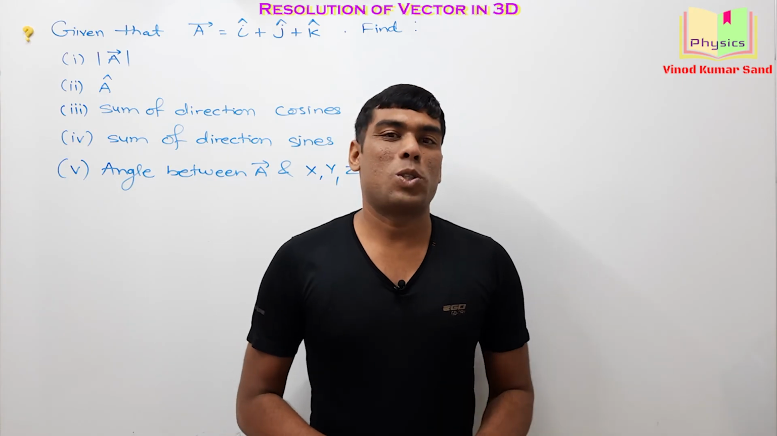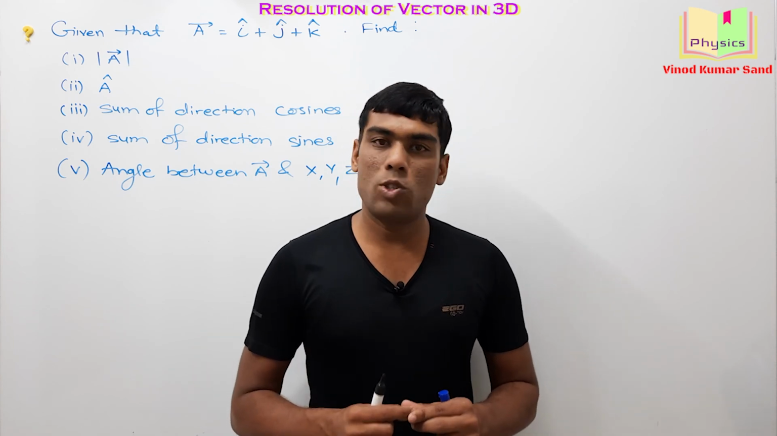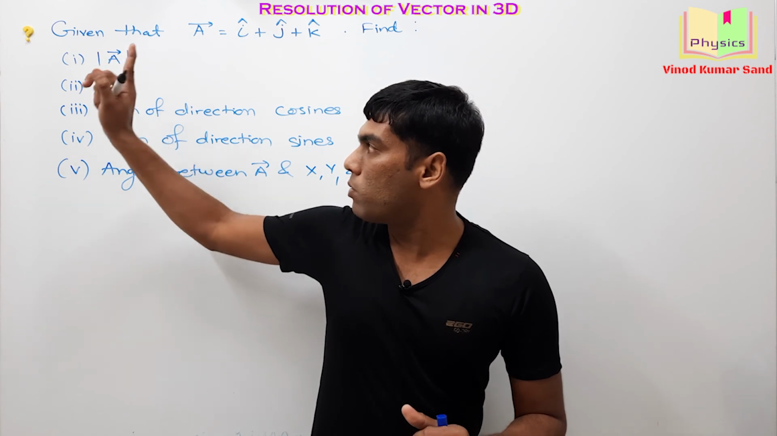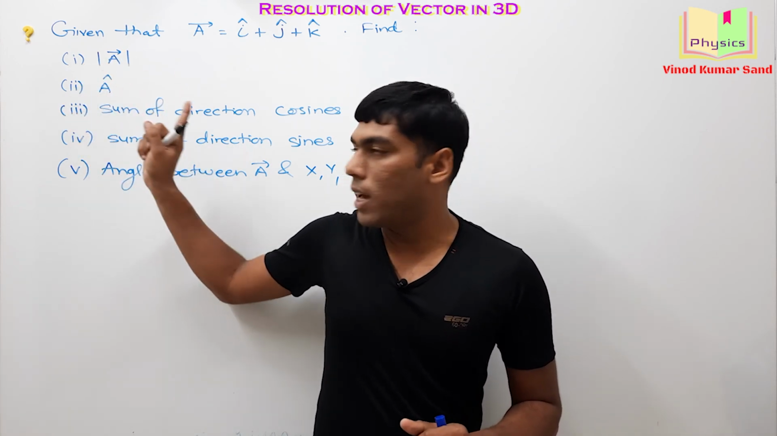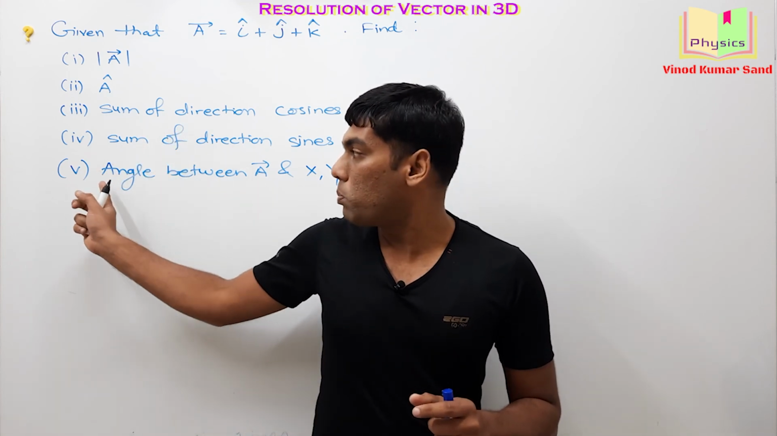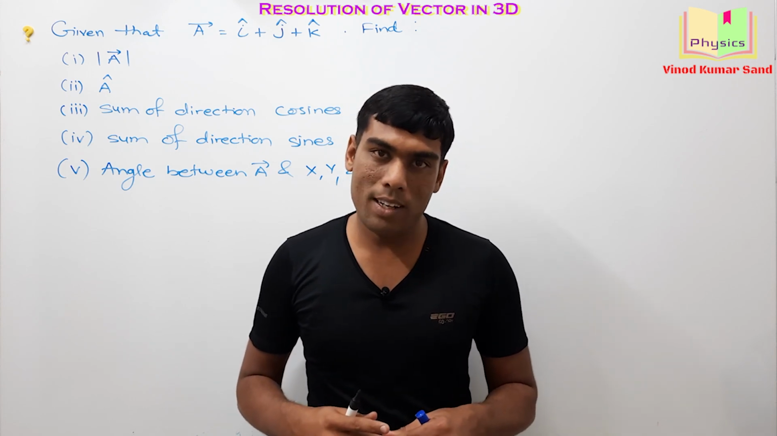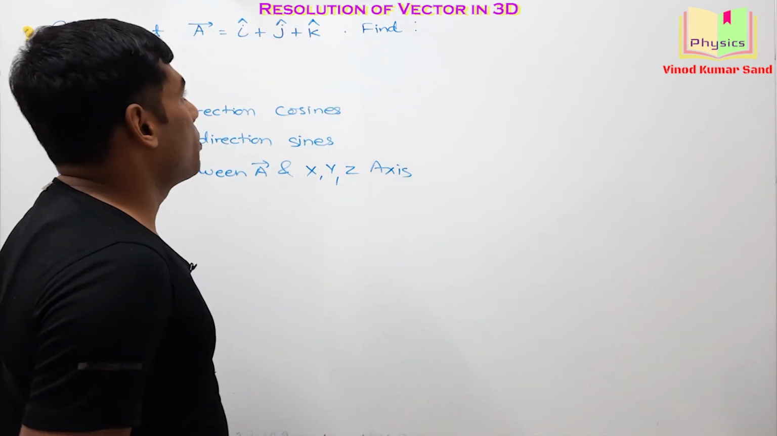Here is the last question of this video. We have a vector, A vector is equal to i cap plus j cap plus k cap. Then we need to obtain the magnitude of A vector, the unit vector in the direction of A vector, the sum of direction cosines, the sum of direction sines, and the angle made by A vector with the x, y and z axis. It's a simple one, so I am solving it here on the board.